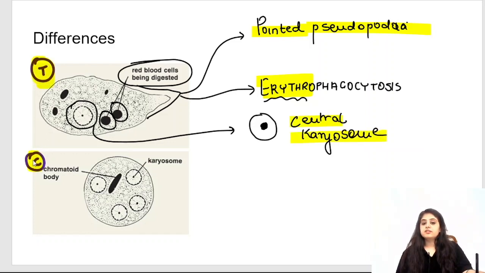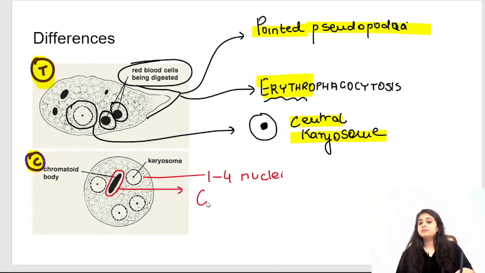Go to the cyst. How many nuclei can you see? You can see a total of 4, right? So there are 1 to 4 nuclei that we see in a cyst. And I see something very big and thick, and this big and thick thing is known as a chromatoidal body or a chromatoid body. So a lot of questions will come to you regarding what is a chromatoid body.